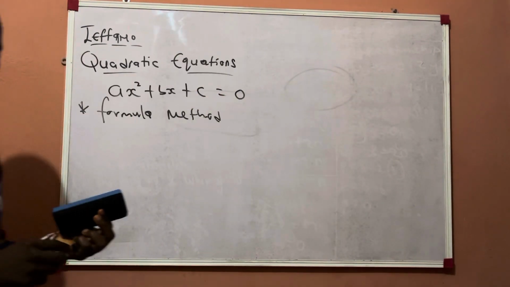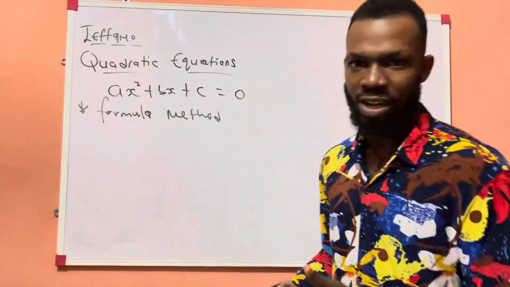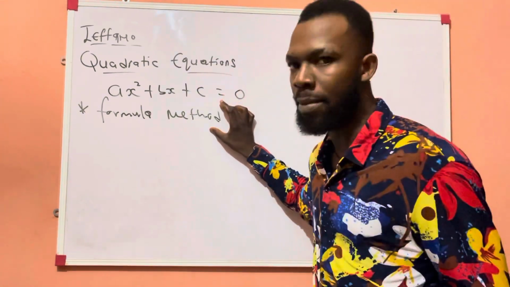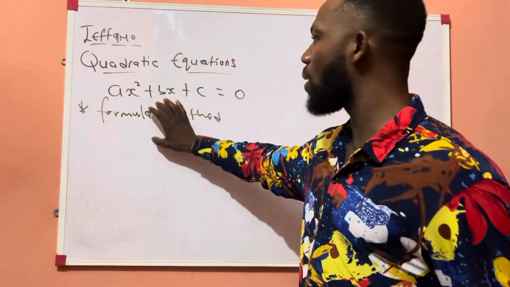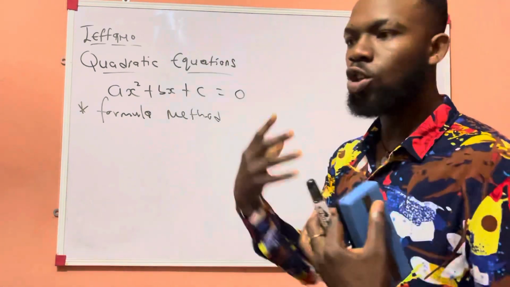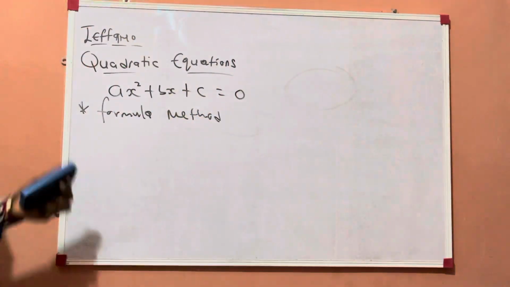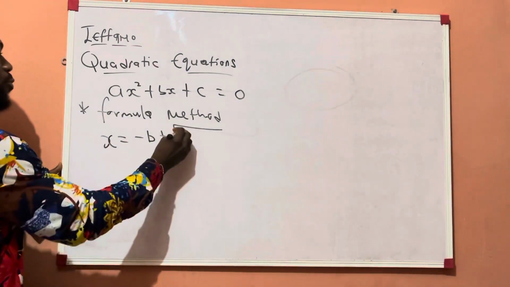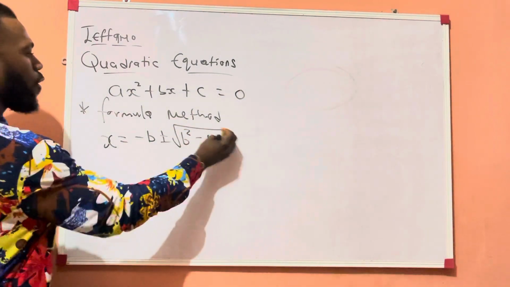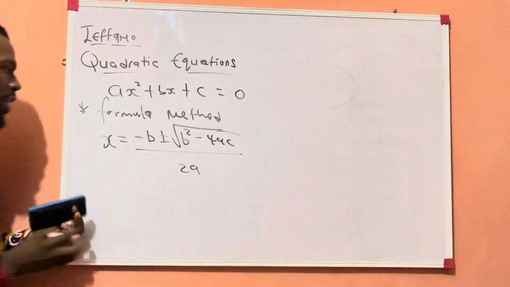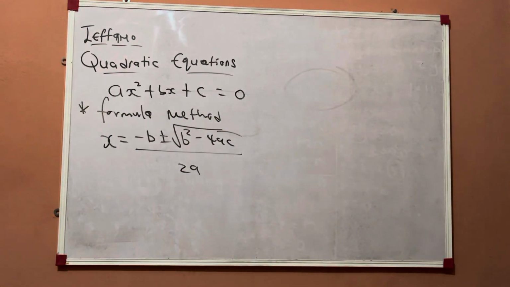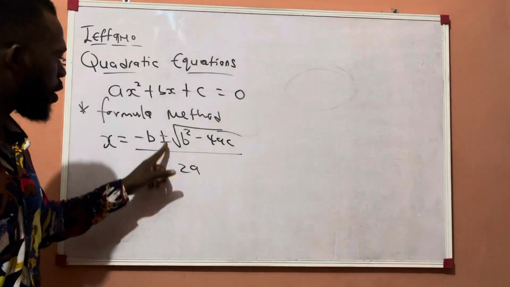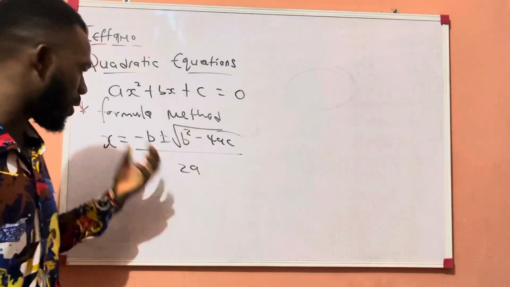The formula method. Like I said, we have different methods for solving quadratic equations, so today we are going to be looking at just one of these methods, which is known as the formula method. Before you can make use of the formula method in solving quadratic equations, you need to understand the formula. Now, the formula is x is equal to minus b plus or minus square root of b squared minus 4ac, all over 2a. That is the formula for solving quadratic equations using the formula method.